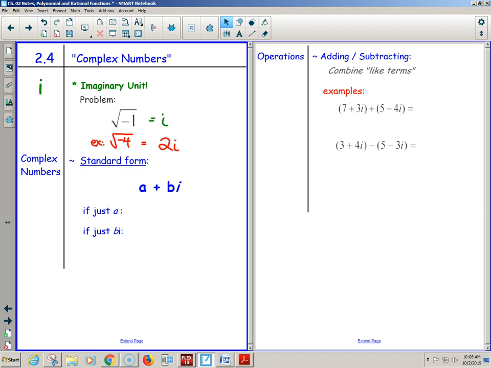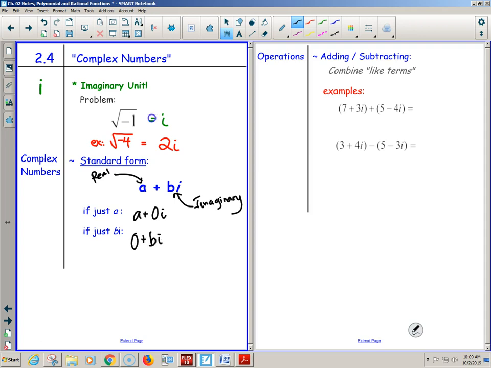But we're going to talk about this thing called a complex number. A complex number isn't just imaginary. It's actually partially real and partially imaginary. Every real number can be written as a complex number. Every imaginary number can be written as a complex number. Complex numbers are the umbrella that include both. Because if I just had a real number, a, I could say a plus 0i. If I just had an imaginary number, bi, I could do 0 plus bi. Every real number can be written as a complex, and every imaginary can be written as a complex.